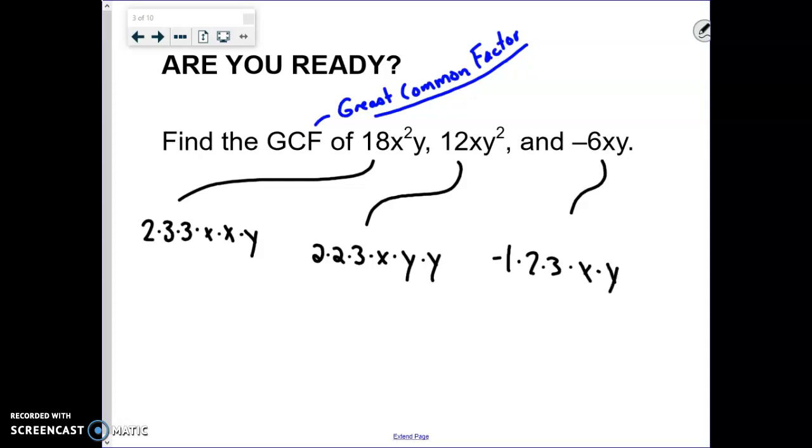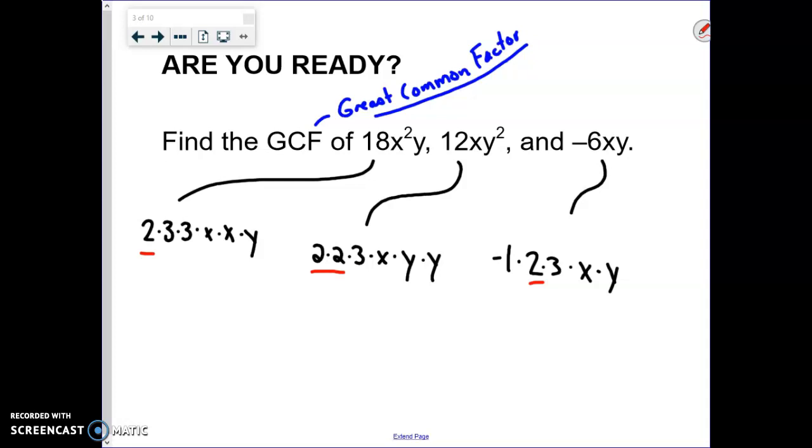Now, to find the greatest common factor, ladies and gentlemen, all you're doing is going through all these and finding out what factors they have in common. Okay? Well, if you take a look here, the first term has a single 2. This has 2 2's, and this has 1 2. So in other words, what do they all have in common? They all have in common one factor of 2.